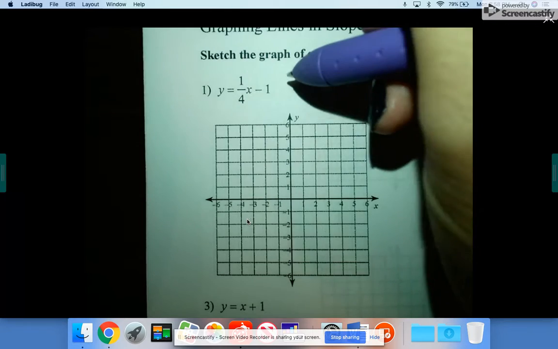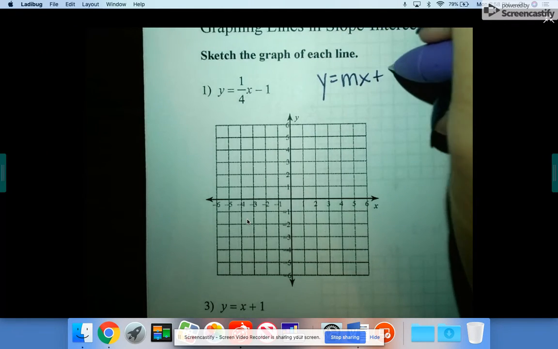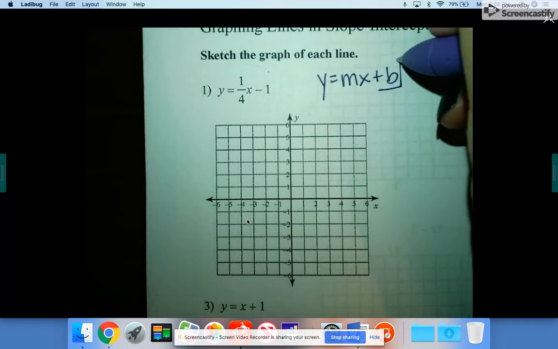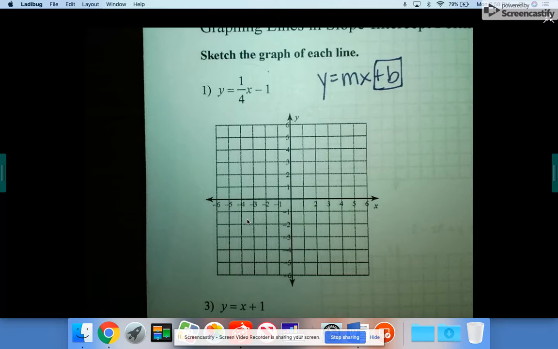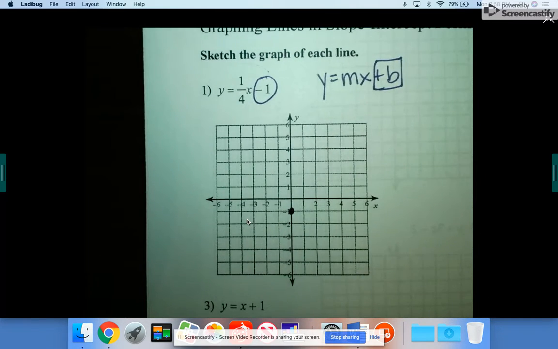So the first thing you want to do is you know that if it's in y equals mx plus b form, which it is, you can graph it. You always need to put your first dot on the y-intercept, which is the b. So in this case, that's -1. So put your first dot on -1.